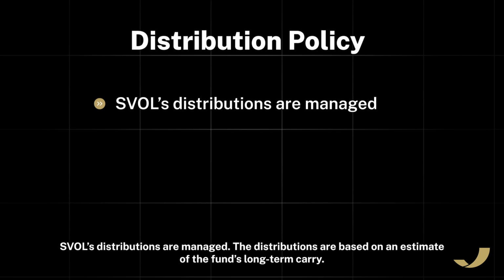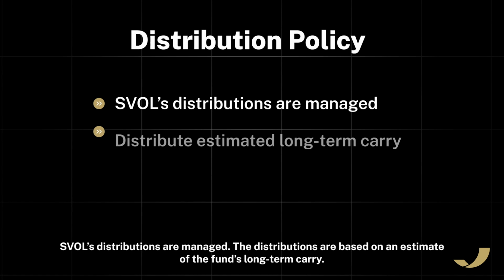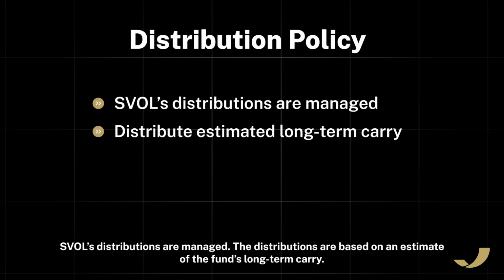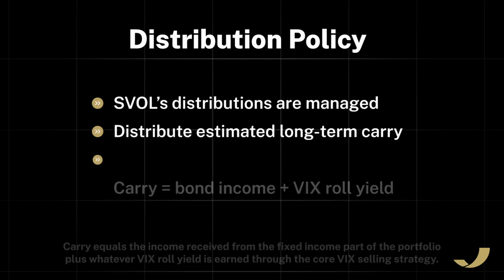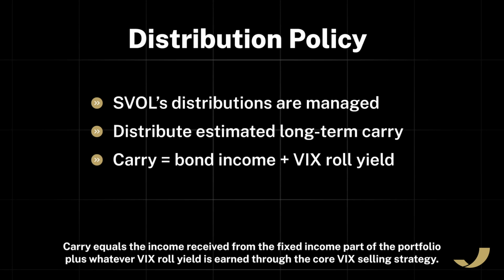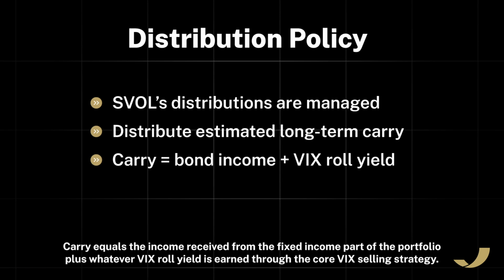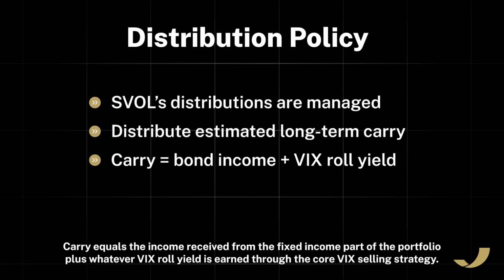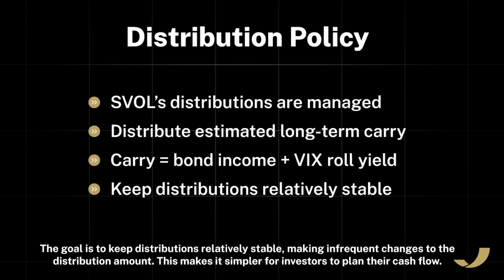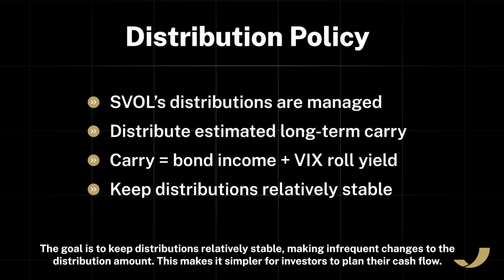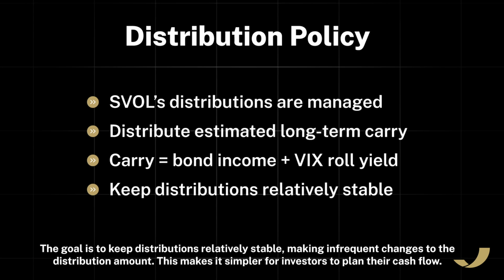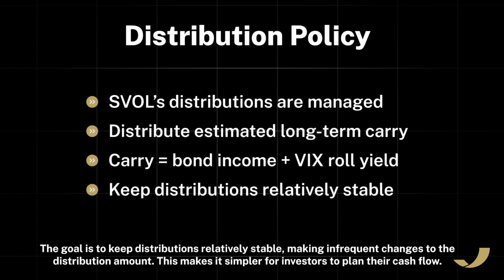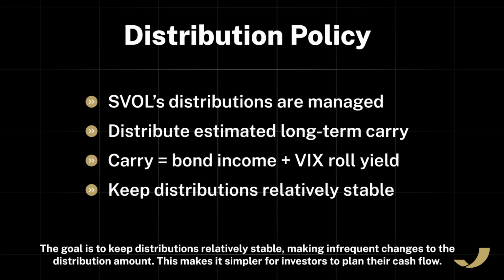SVOL's distributions are managed. The distributions are based on an estimate of the fund's long-term carry. Carry equals the income received from the fixed income part of the portfolio, plus whatever VIX roll yield is earned through the core VIX selling strategy. The goal is to keep distributions relatively stable, making infrequent changes to the distribution amount. This makes it simpler for investors to plan their cash flow.